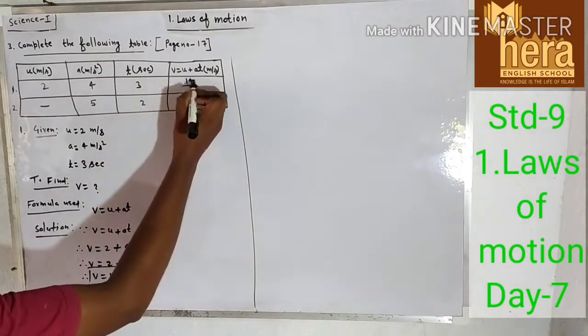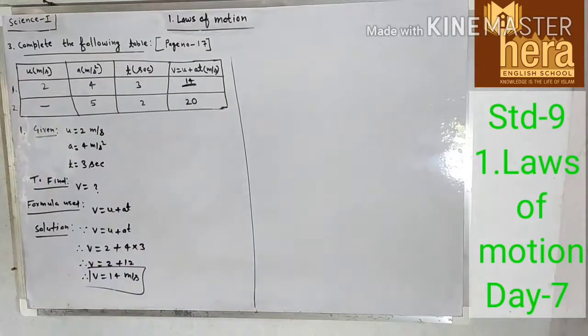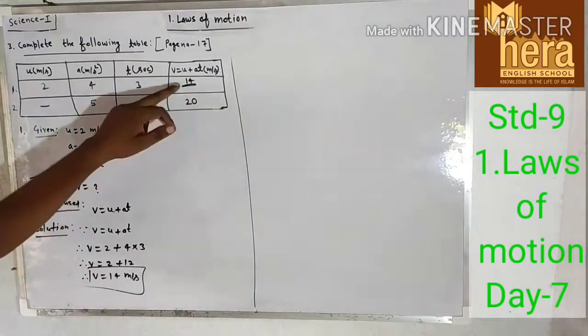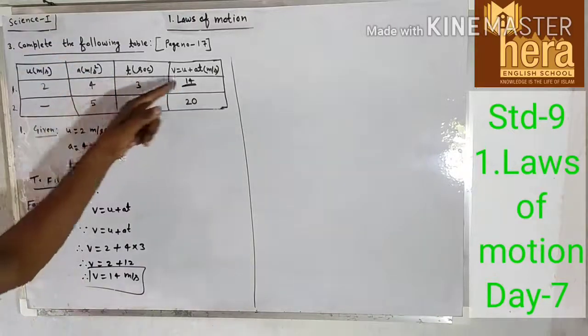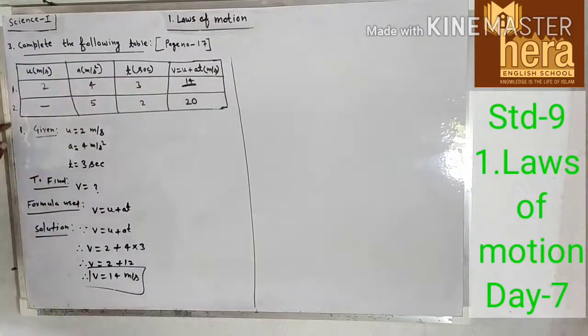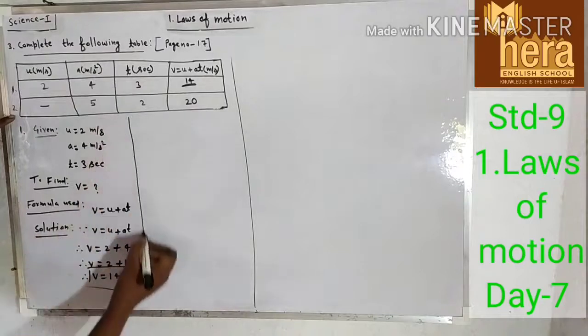Here will be 14. So this way you have to solve. Don't write the answer directly. You have to solve, then you have to write the answer here. Okay. Question number 2.